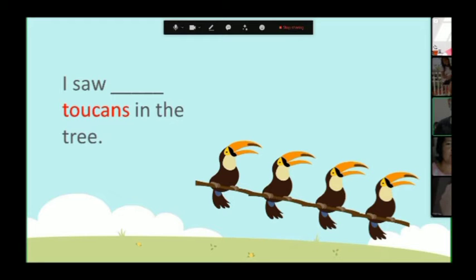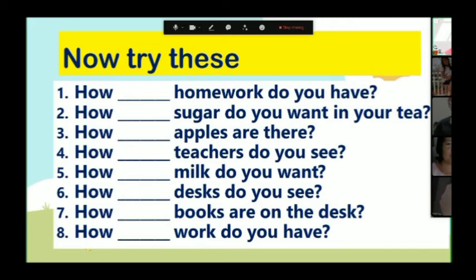I saw many... I saw two cats in the tree. Okay, as in this example, two cats, there is the letter S to make the word plural, so countable. Okay, now try this one.